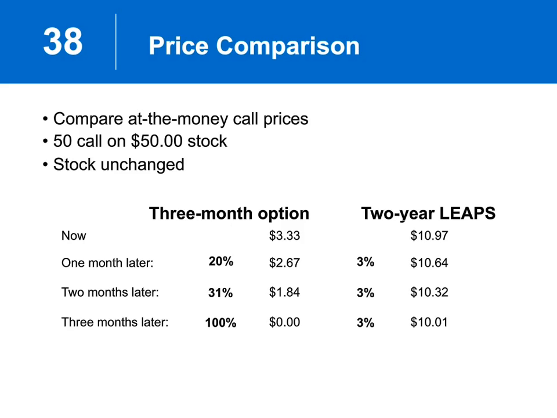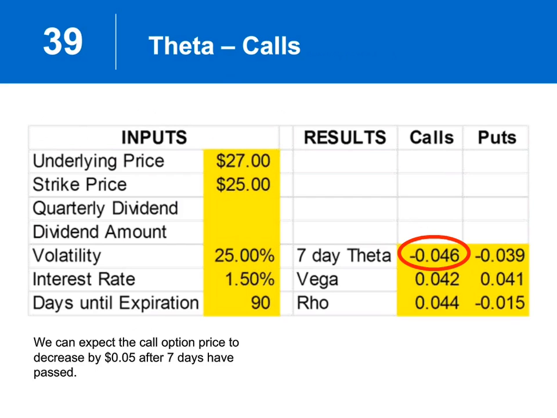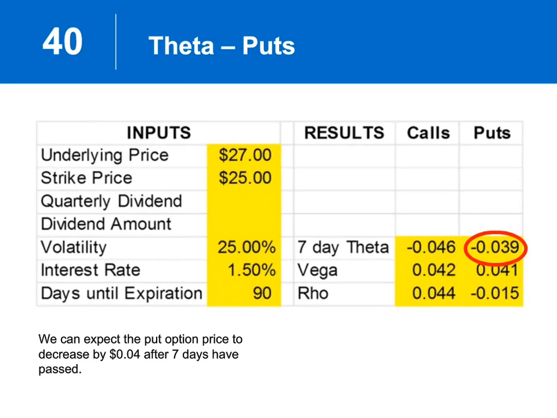So we'll go through that same idea with our $27 stock, $25 strike price, Vega at 25, 7-day Theta on the call going to be almost 5 cents, and the put's going to be 4 cents. And this is, as the slide points out, over 7 days. So be aware of whether your Theta component is a daily or weekly number in your pricing model.